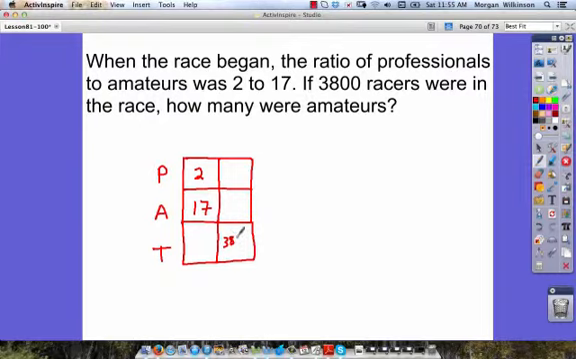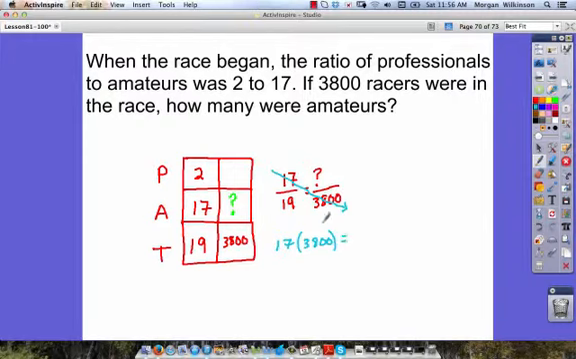There were 3,800 total. We know based on our ratio, 2 plus 17, there must be 19 total involved with our ratio. So how many were amateurs? Well, that's what we want to figure out here. We want to figure out our question mark. So in order to do that, we go through our math. 17 over 19 is equal to our question mark over 3,800. Again, we're going to solve using our cross products. 17 times 3,800 is going to be equal to whatever 19 times our question mark is.